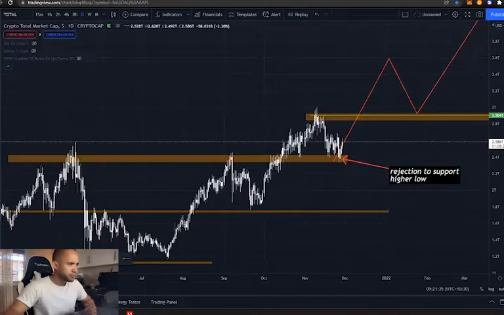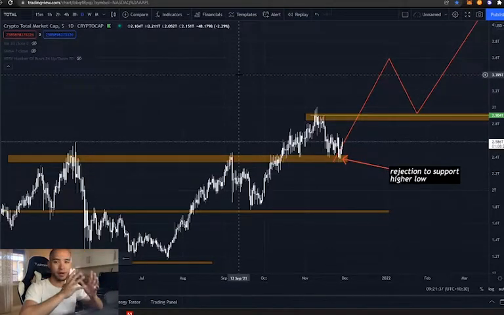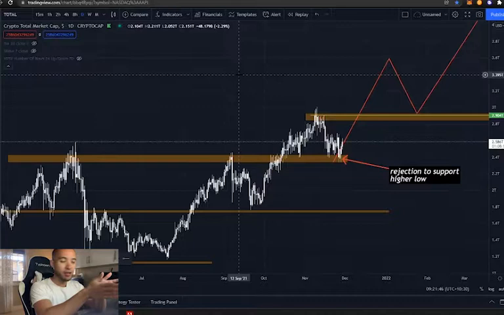So yeah, let's get straight into it. We're going to start off with the total market cap for crypto because this gives us a really good overview of what the whole market is doing. Whatever we see here, it's going to be very similar across most assets anyway, because this is a collection of all of them. It's an index of all the cryptos.